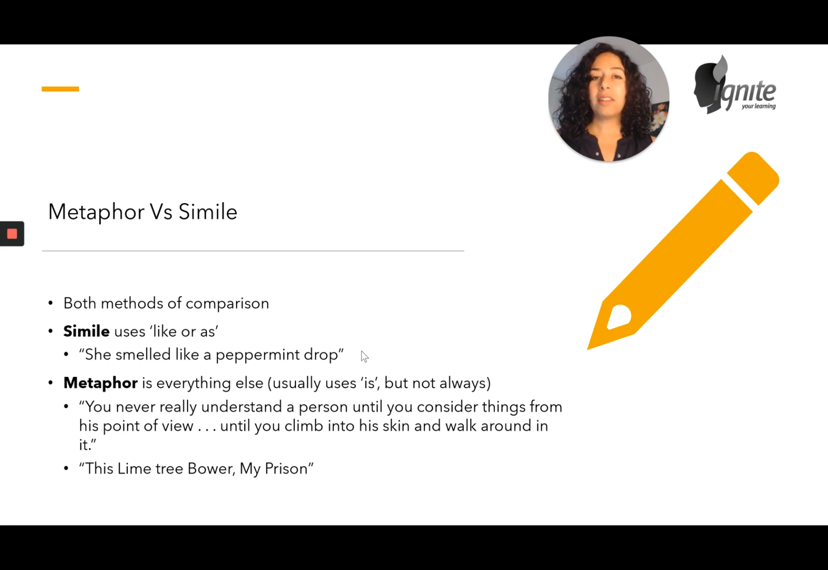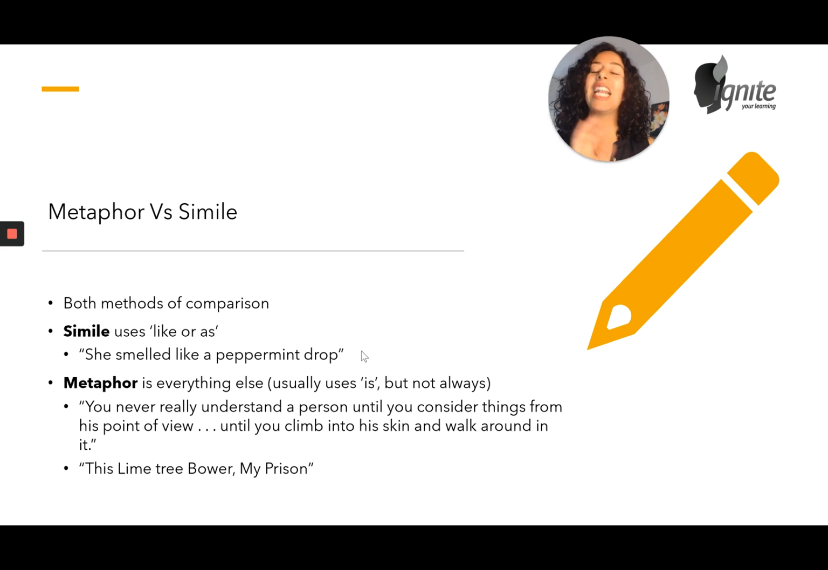So what's compared to what? What are the qualities of the thing they're comparing it to? So the peppermint drop, and then how does that apply back to the original object that they're trying to create an image of? Similar thing for metaphor. So an example: you never really understand a person until you consider things from his point of view, until you climb into his skin and walk around in it.